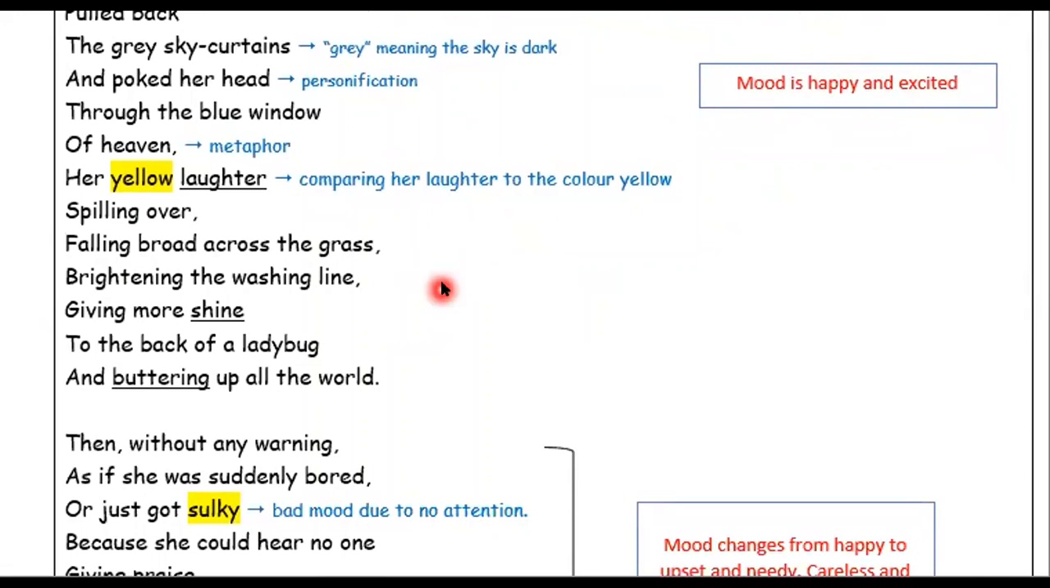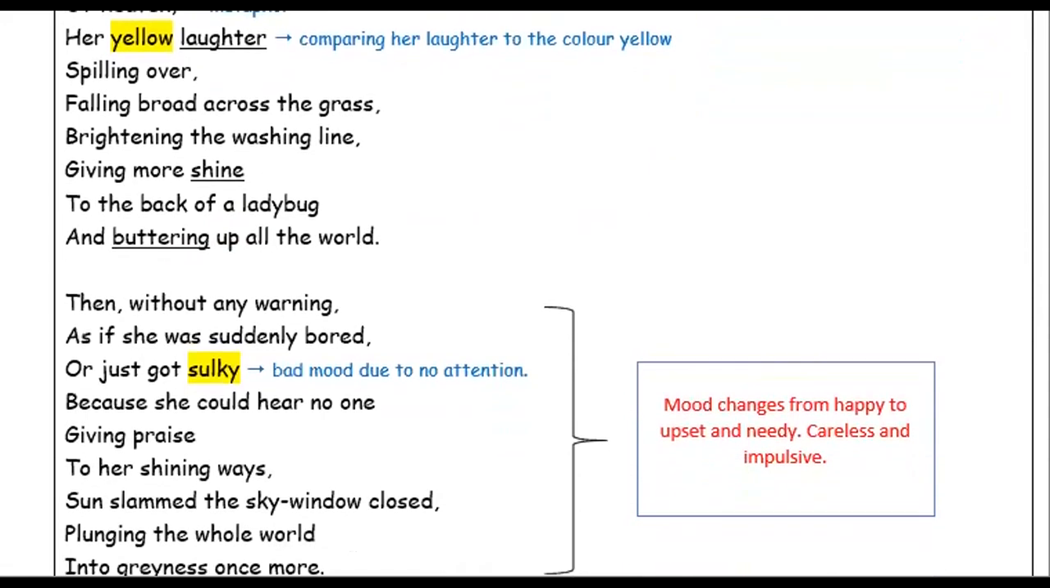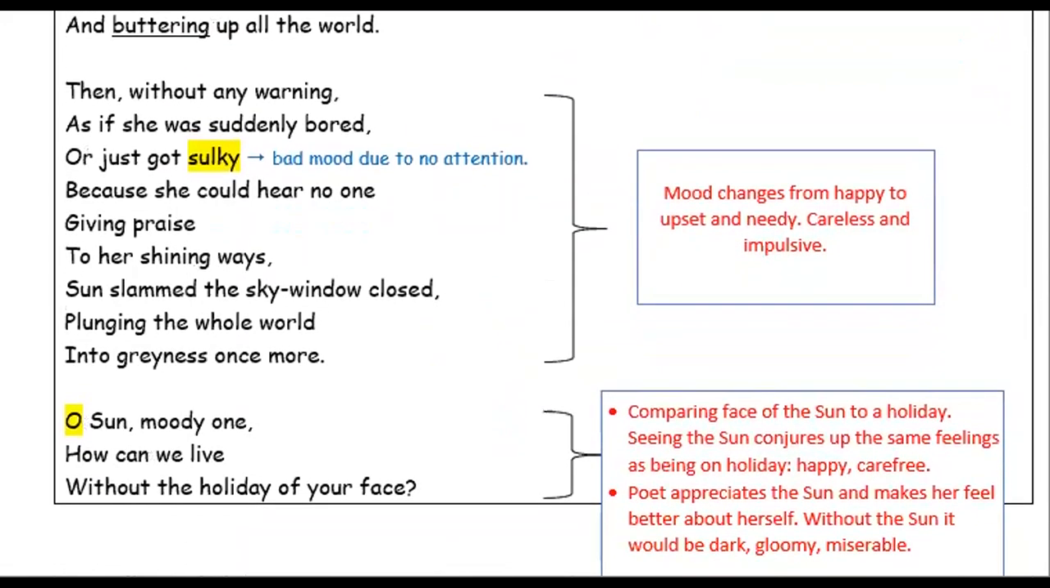The word buttering is very interesting because when you're buttering something up, you're making it bright or yellow. Another meaning for buttering would be when you're flattering someone or you're praising someone, you're making them feel good. So when the sun is shining her rays onto earth, she's making earth feel good, right? She's giving life to earth. Let's look at stanza 2.